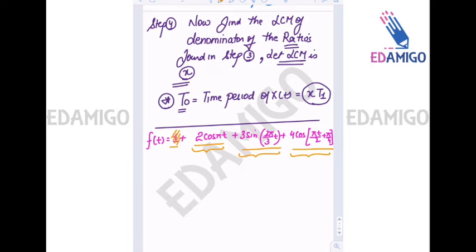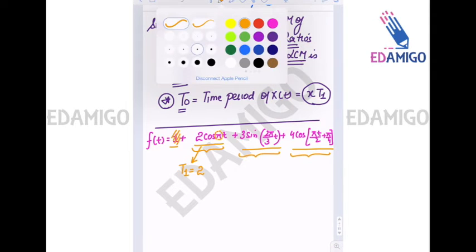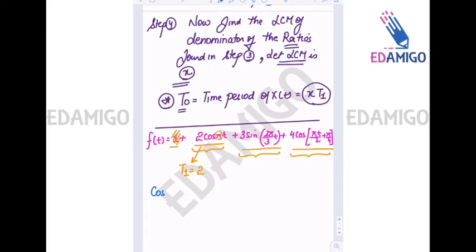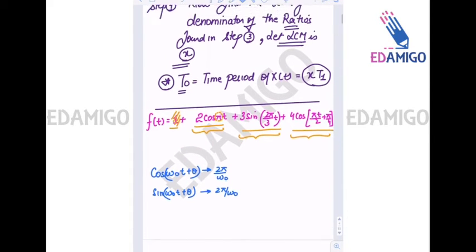Now in step 2 we find the time period of the signals. So the time period of this is T1, that is equal to, since omega naught is equal to pi, time period is equal to 2. Let me tell you that cos(omega naught t plus theta) has time period 2 pi by omega naught. Similarly, sine(omega naught t plus theta) has time period 2 pi by omega naught.